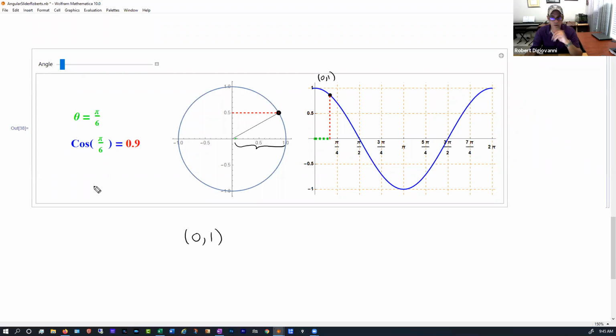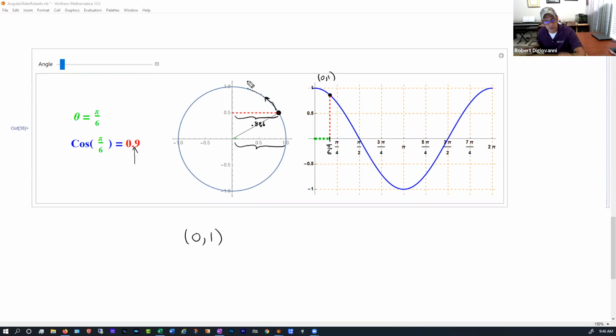√3/2. Now, if you convert that to a decimal, it's 0.866, and the computer's rounded it to 0.9. But we're talking about this value right here. This is 0.866. And so if I go to pi over 6, which is right here, and I go up 0.866, there's my dot. Now, what's going to happen?